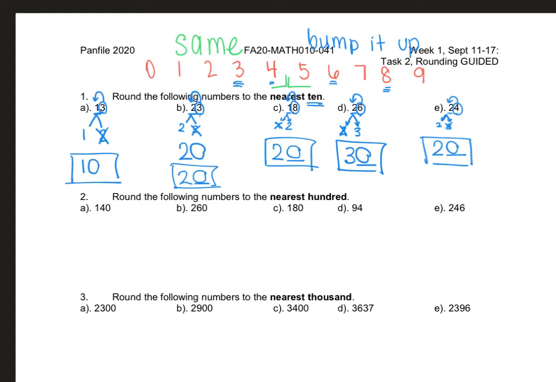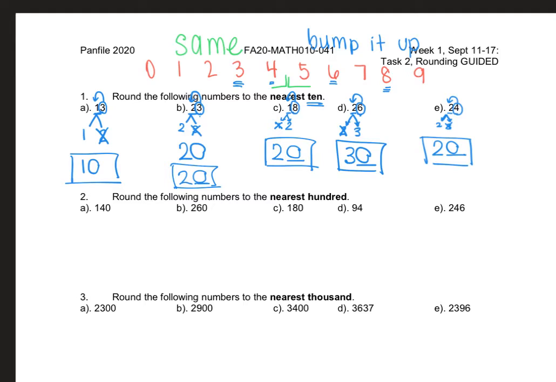So again, if you look, 23, 18, and 24 all round to 20. 26 rounds up to 30. 13 rounds down to 10. So you see this grouping of all numbers that are pretty similar and how they round differently. Okay, let's look at the next group.